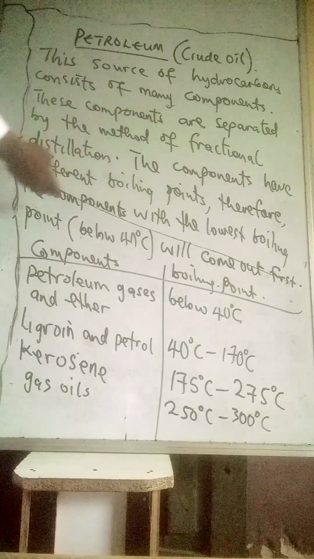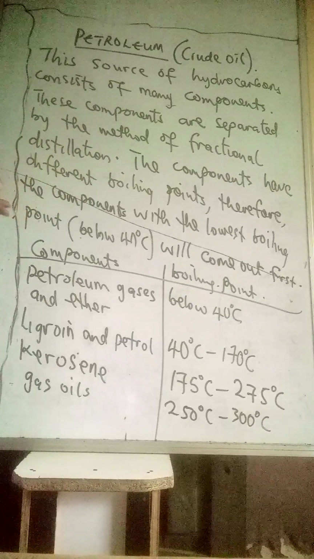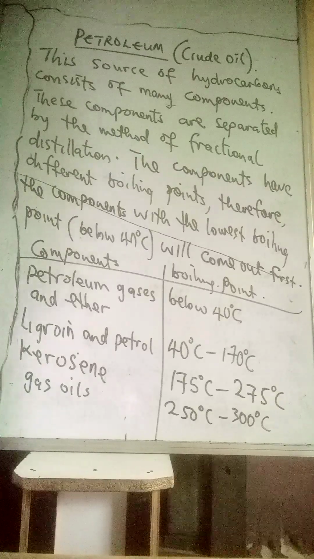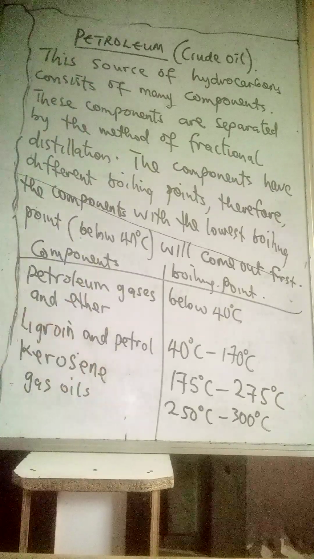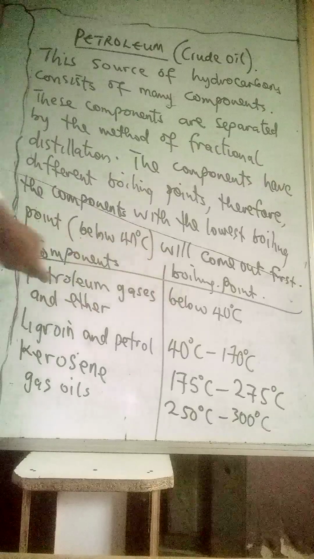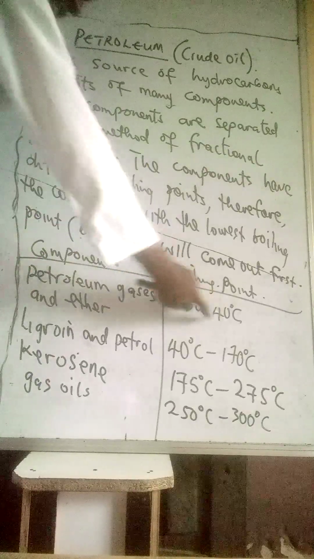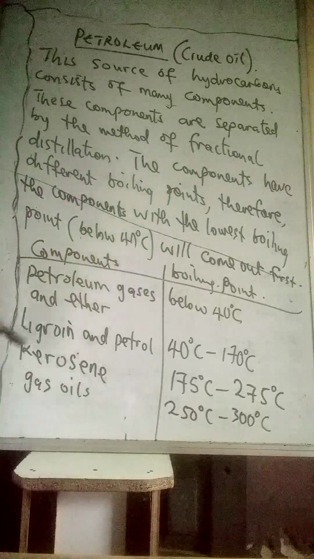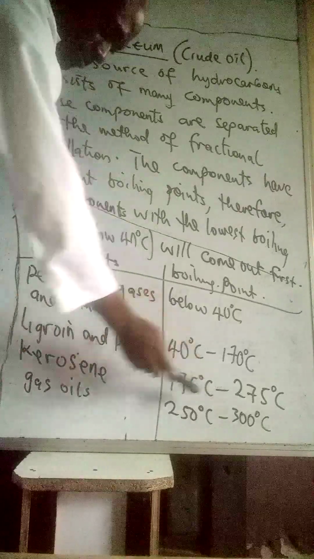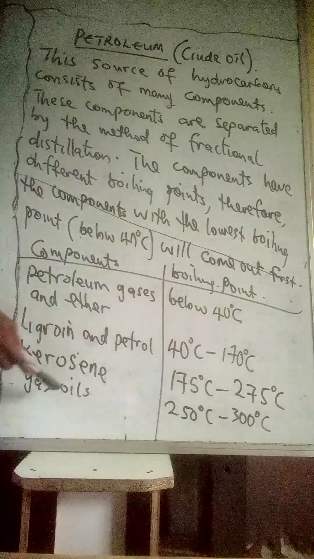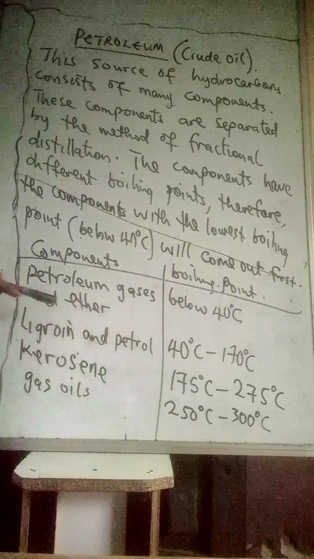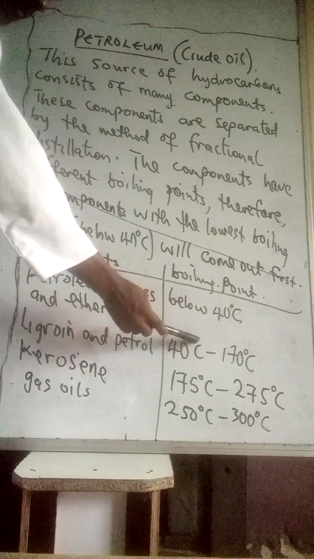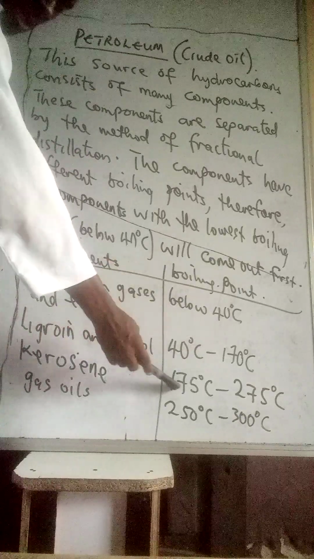Now, this fractional distillation deals with the boiling points of those components. That means the components with the lowest boiling point will come out first. So this is a table to show the one that will come out first. The ones below 40 degrees Celsius are petroleum gases and ether. Kerosene will come out within this temperature. Gas oil, petrol will come out within this temperature. That is to show that petrol comes out first before kerosene.